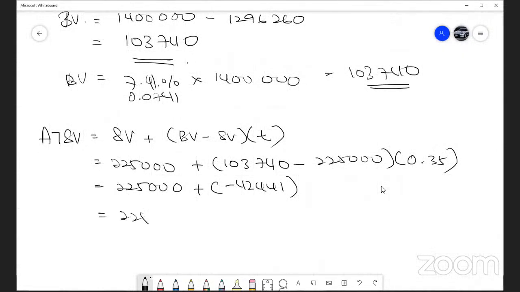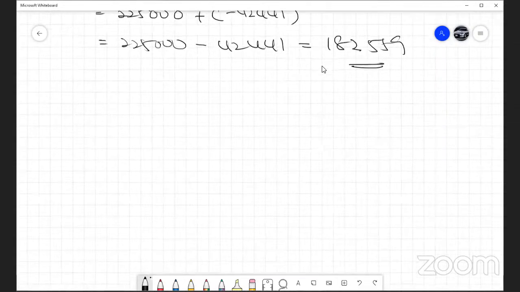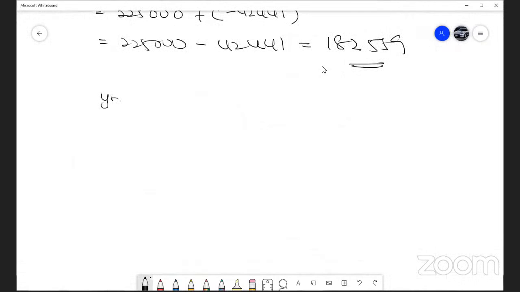So 225,000 minus negative 42,441, you get your after tax salvage value of 182,559. So you receive more money now because of the tax shield. You receive 182,559 instead. So now make your new incremental cash flow because of the new changes. Again, year 0, 1, 2, 3.